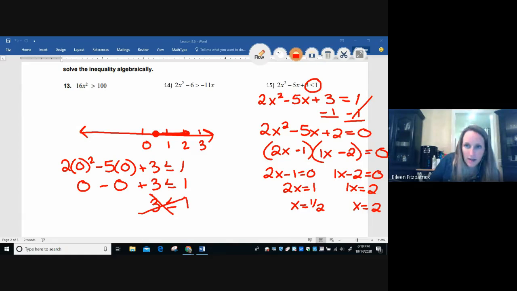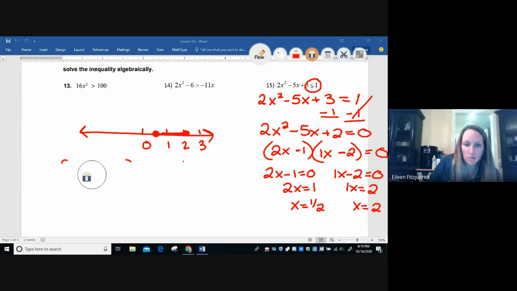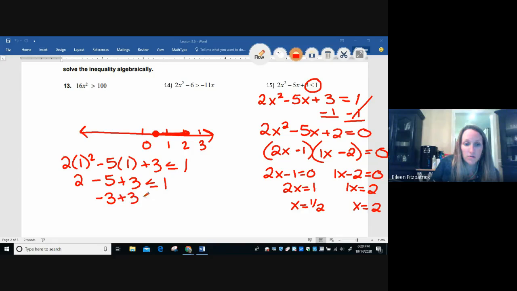Okay, now to verify, because some students will be like, well, how do you know? Just because 0 doesn't work, how do you know that in between is where you want to shade? Let me show you another test point. If I had chosen 1 as a test point, so 2 times 1 squared minus 5 times 1 plus 3 is less than or equal to 1. So that's 2 minus 5 plus 3 is less than or equal to 1. 2 minus 5 is -3 plus 3 is 0, is less than or equal to 1. Is that true? Yes, that's true. So since 1 works, you want to shade in between.